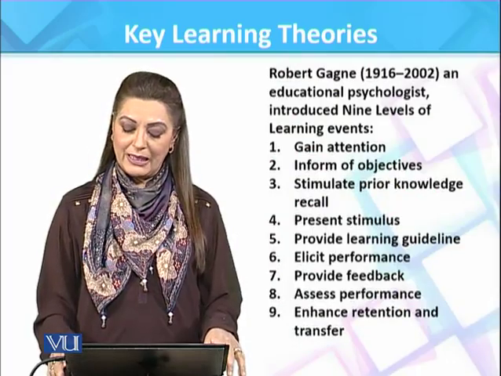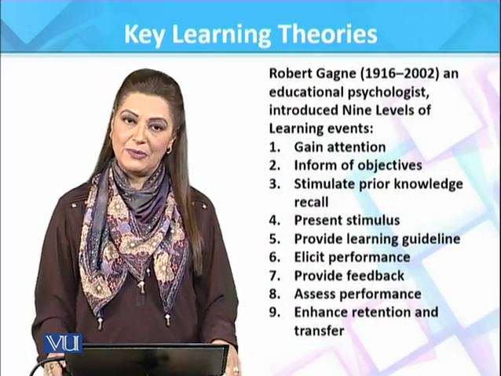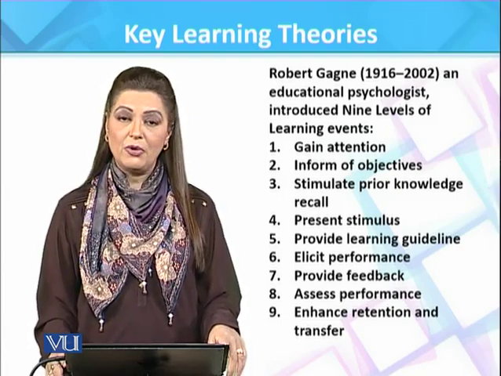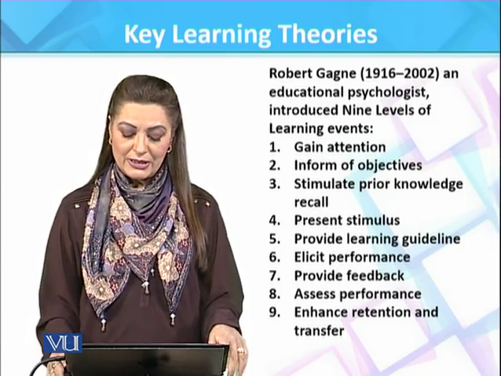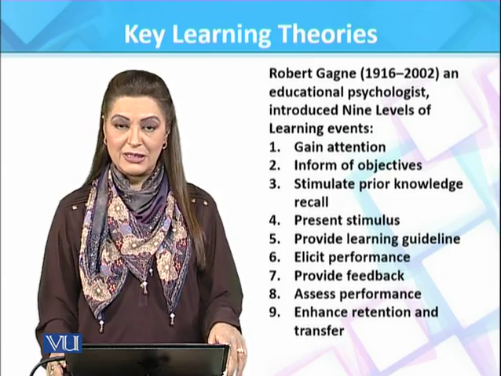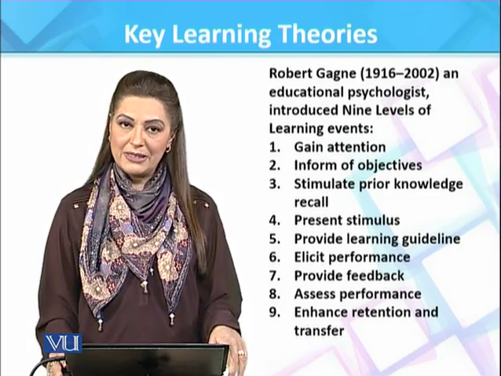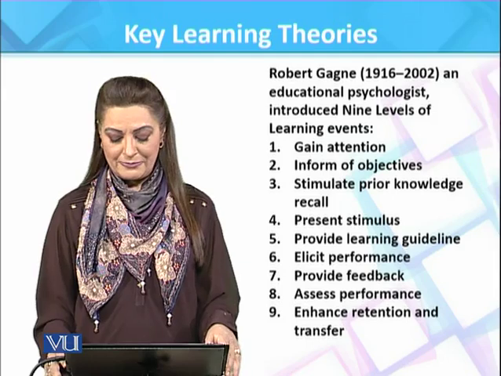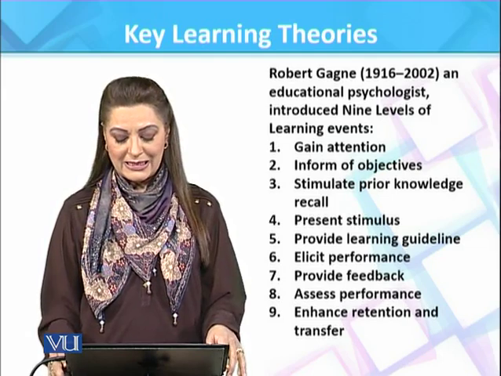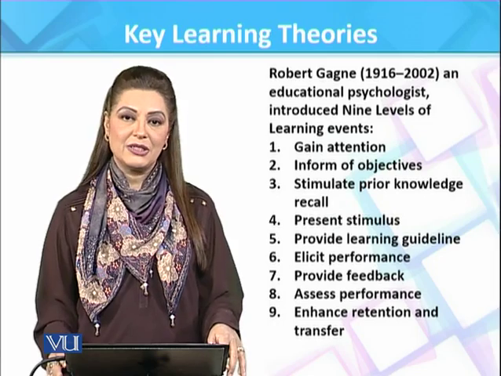Robert Gagne, an educational psychologist, introduced 9 levels of learning events. Number 1, gain attention. Number 2, inform of objectives. Number 3, stimulate prior knowledge, recall. Number 4, present stimulus. Number 5, provide learning guidance. Number 6, elicit performance. Number 7, provide feedback. Number 8, assess performance. And number 9, enhance retention and transfer.